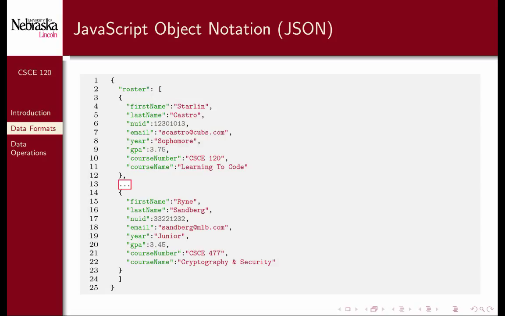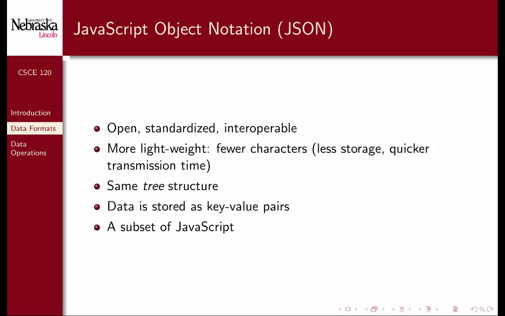Here's the same piece of data in JavaScript Object Notation. This is the format that we'll be working with mostly. It's also open, standardized, and interoperable, but it's more lightweight. There are fewer characters needed to represent the same data, resulting in less storage and quicker transmission time when sent over a network. It also has the same basic tree data structure. The data is stored as key-value pairs, and it's a subset of JavaScript, so it has the advantage that it can be used directly in the JavaScript programming language.